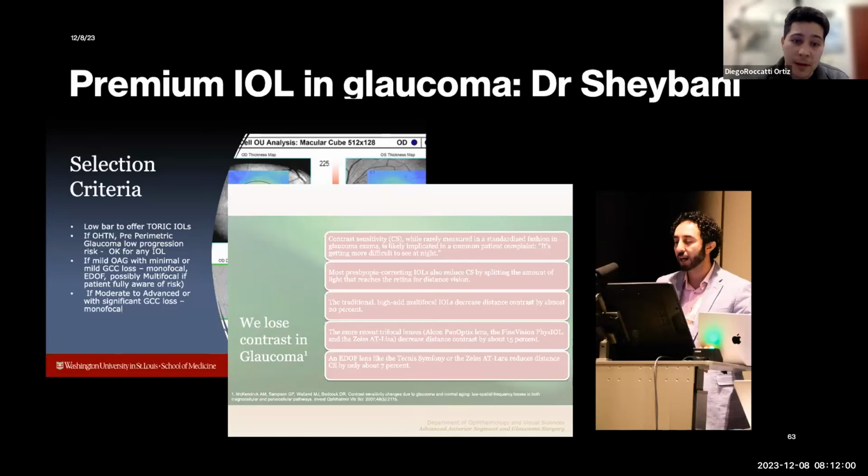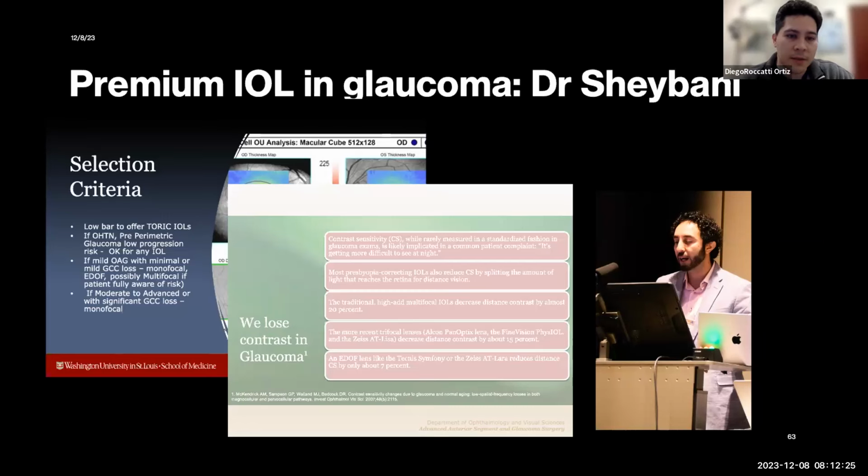So these lenses work by diffracting the light, so the total amount of light that is focused on the retina is less at a given distance, and that really can reduce the contrast sensitivity even up to 20%. So that's why we don't really recommend using this type of lenses for our glaucoma patients.